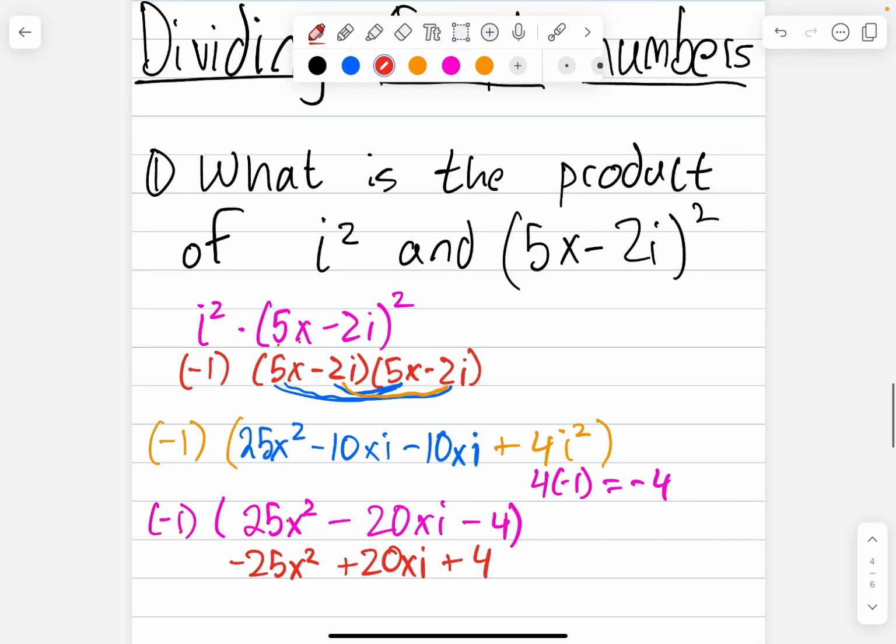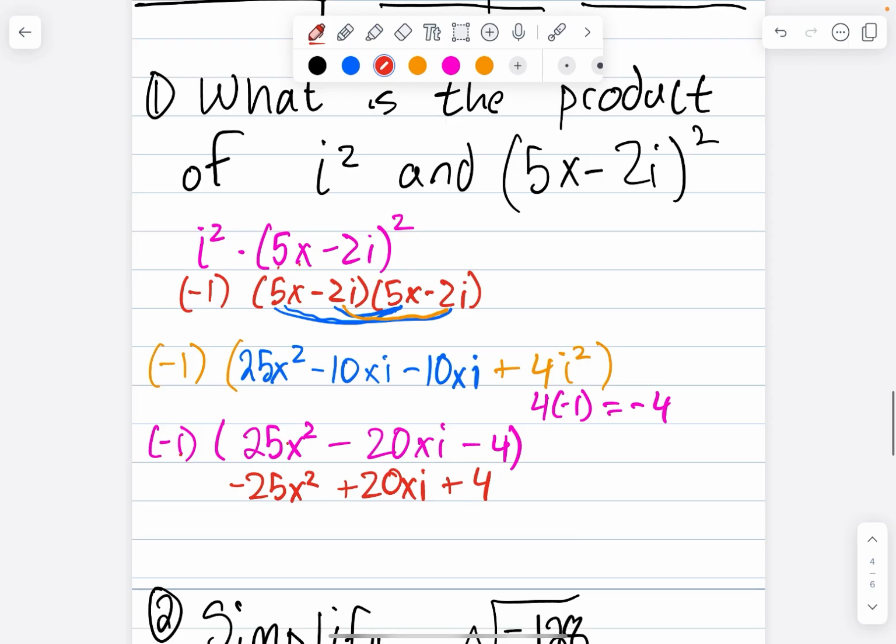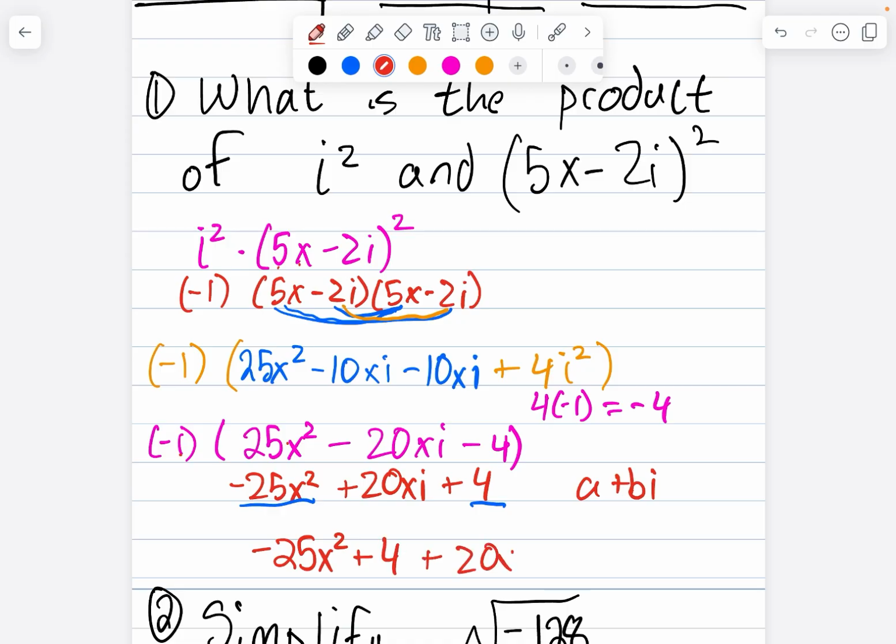Now, to make sure everything's proper, I'm going to do the a plus bi form. I'm going to put the real numbers up front, and I'm going to put the complex numbers or imaginary numbers in the back. So I'm going to do -25x squared plus 4 plus 20xi. Right? So it all looks kind of arranged.